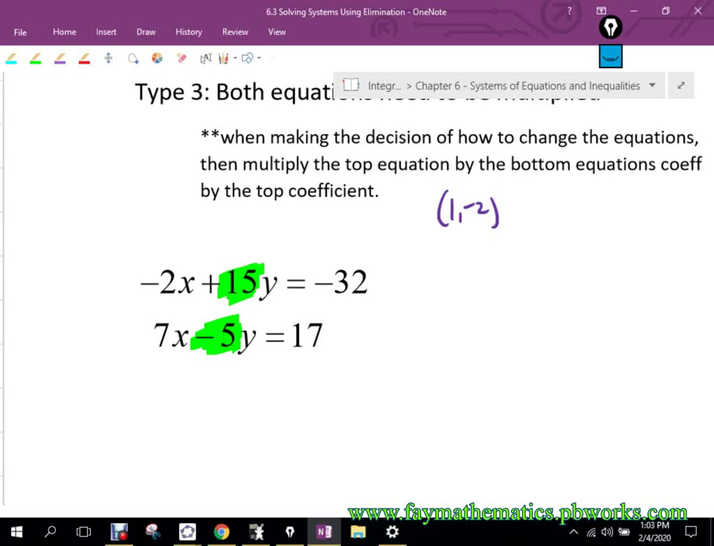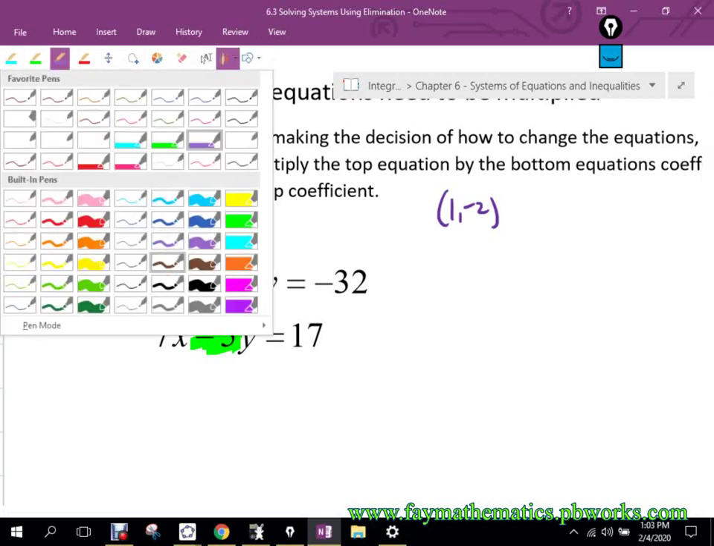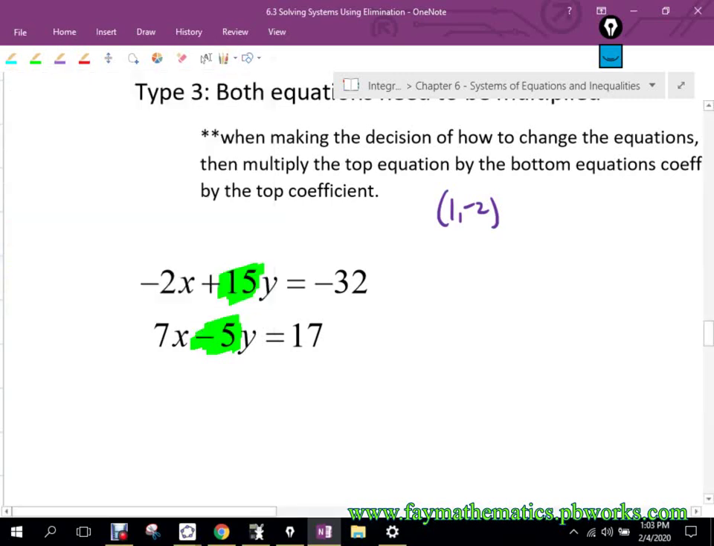So it's the smallest number that we can multiply 2 and 7 by something to generate. So we're going to multiply 2 by 7 to get 14. Well, they're already opposites, correct? In terms of their sign. This one's already negative, this one's already positive. So if I multiply this one by 7, I have to multiply this one down here by 2, right? Do you see how multiplying the top one by the bottom's coefficient and then multiplying the bottom one by the top's coefficient works? Does that make sense?